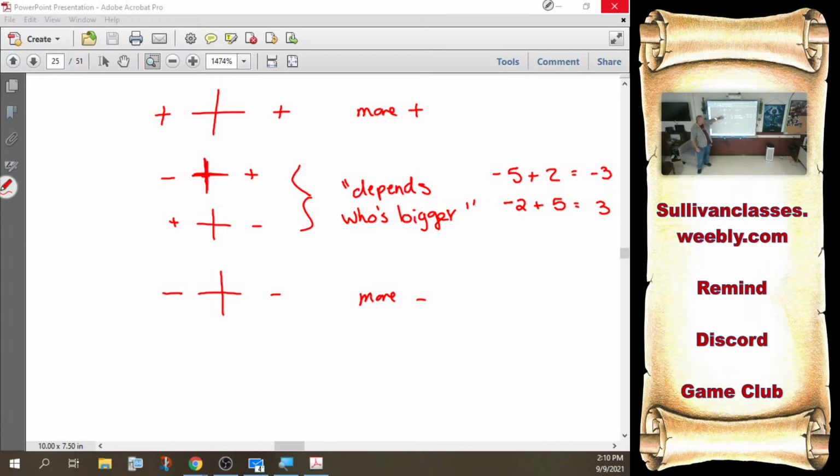If I take a negative and a positive or a positive and a negative, the sign on the answer depends which one had more weight to begin with. Look over here, 5 and 2, who's bigger? Don't even look at the signs. Who's bigger, 5 or 2? 5. Is 5 negative or positive? Negative. So the answer is negative.